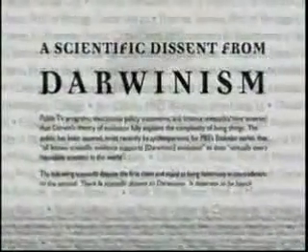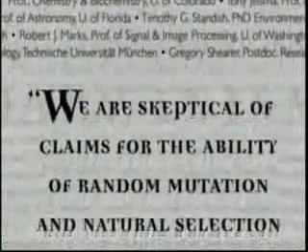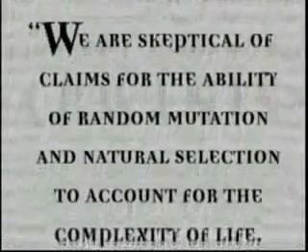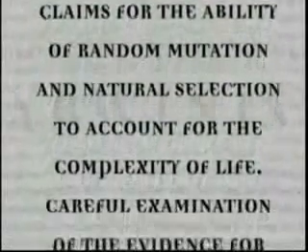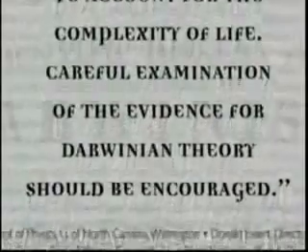And in the scientific community, growing numbers of scholars are expressing doubts about Darwin's theory and calling for an open hearing for their views. More than 100 scientists, including scholars from Yale, Princeton, MIT, and the Smithsonian, signed on to a statement declaring that they were skeptical of claims for the ability of random mutation and natural selection to account for the complexity of life. Careful examination of the evidence for Darwinian theory should be encouraged. The declaration ran as an ad in the prestigious New York Review of Books.